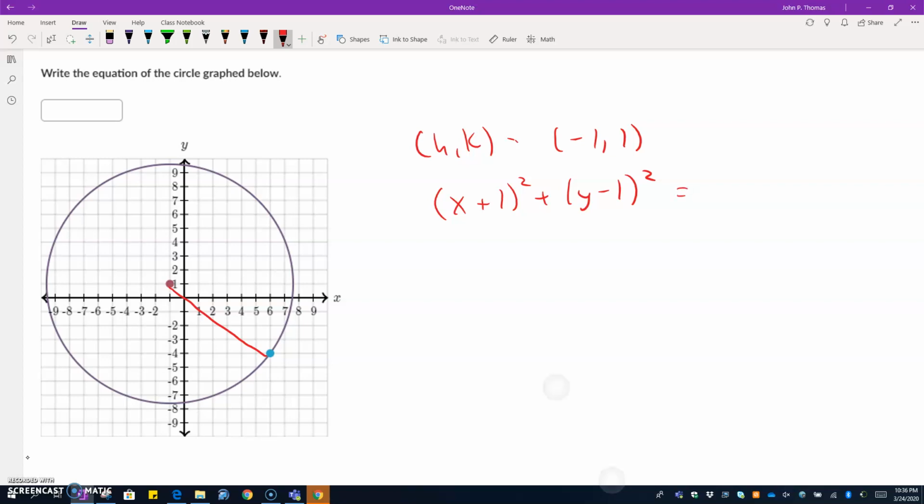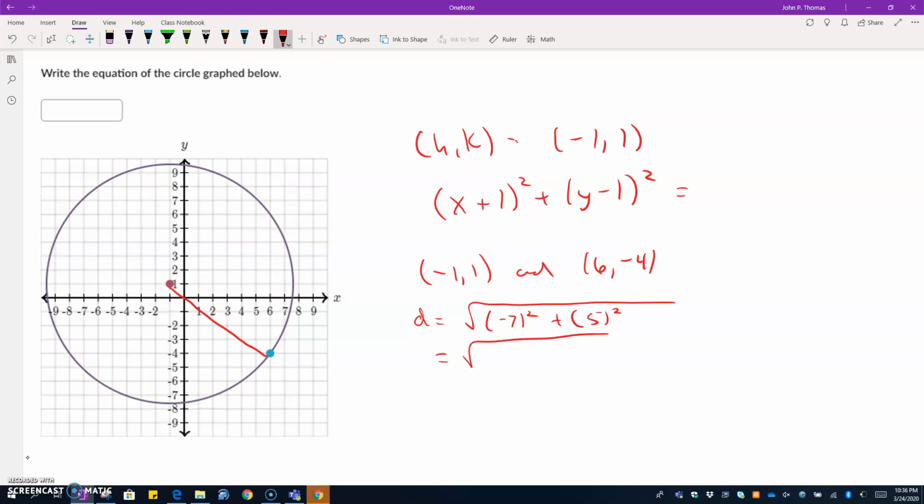So I have to find r, and r is going to be the distance between the center, -1, 1, and my given point, which was at 6, -4. So I'm going to set up my distance formula. D equals the square root, -1 minus 6, that's going to be -7 squared, plus 1 minus -4, that's going to be a 5 squared. All right, that's a 49 plus a 25 in there. And that's going to be 74.